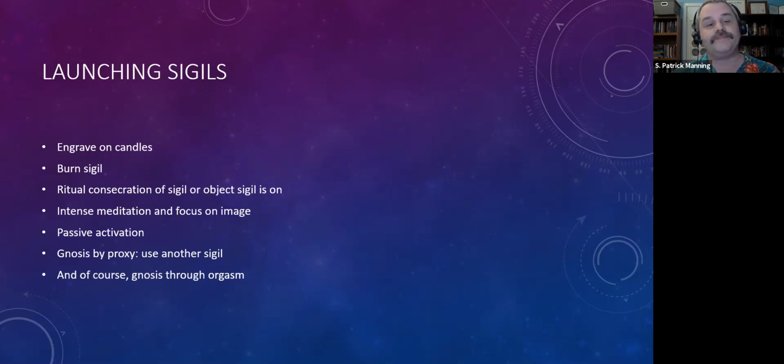And of course, we have gnosis through orgasm. This is kind of the idea through a lot of sex magic, at least in postmodern contexts. The idea is that at the moment of orgasm, your consciousness blanks out even for just an instant, and that's a point of gnosis that you can use to activate a sigil. So if you have a partner and you have their consent, you could put it on their forehead.